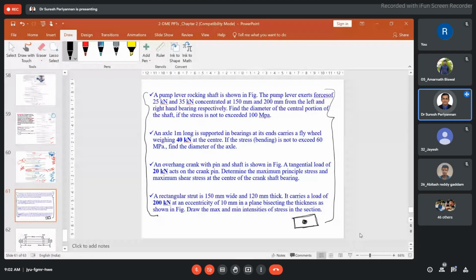Then one more problem, not a simply supported beam problem itself, but the simply supported beam concept we are going to use to design our components, for example, the diameter of the shaft. Those kinds of problems are missing, so we will discuss them in the next class. And the tangential load kind of problem is also missing. We will discuss it in the next class.